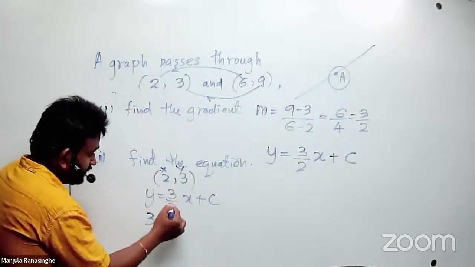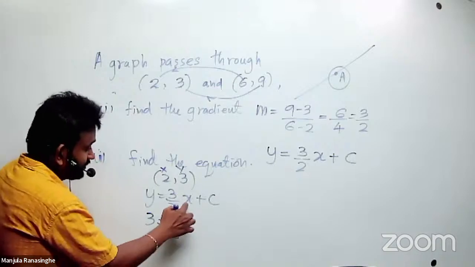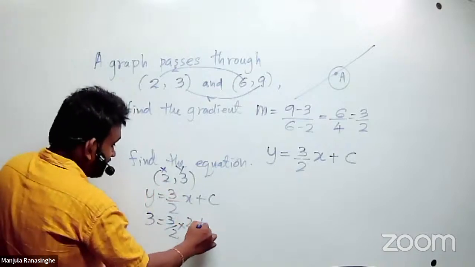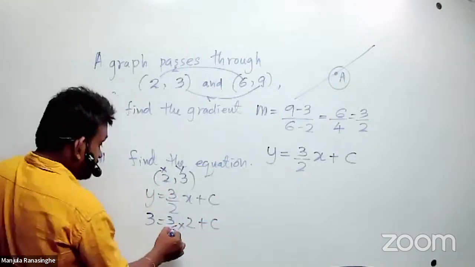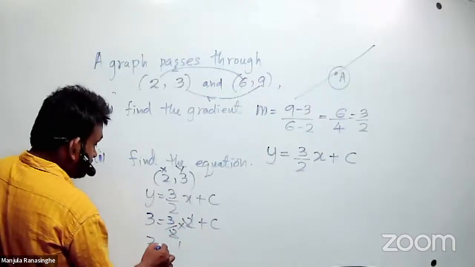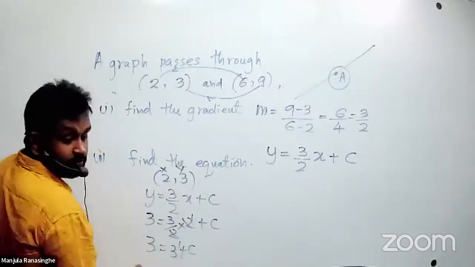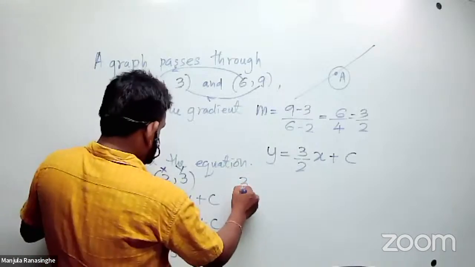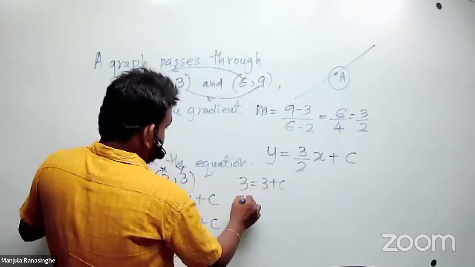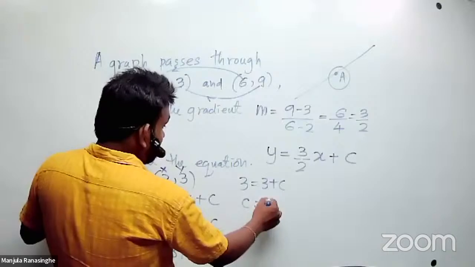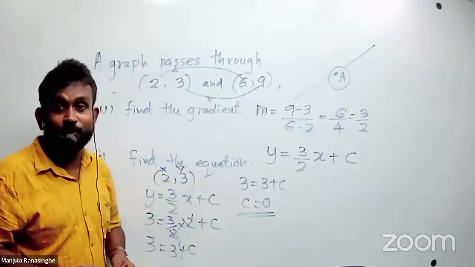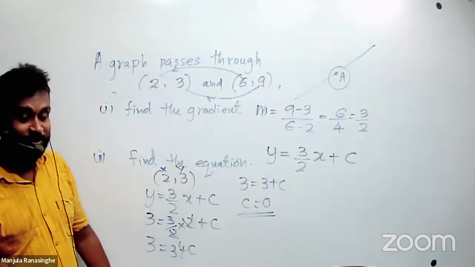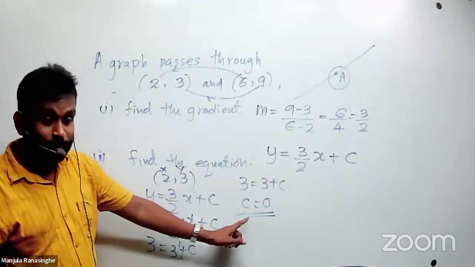y, 3, equals 3 upon 2 into x. The x coordinate is 2, plus c. Now you can see 2 and 2 cancel out. Now 3 equals 3 plus c. Subject c: 3 goes to the other side, then c becomes 0. Now the intercept is 0 here.